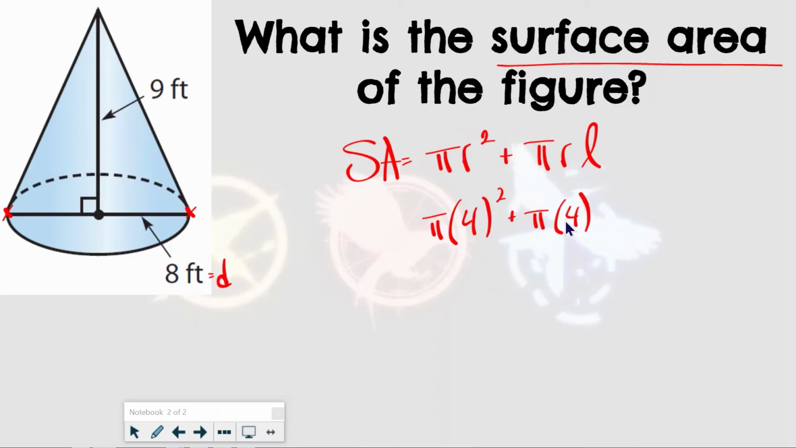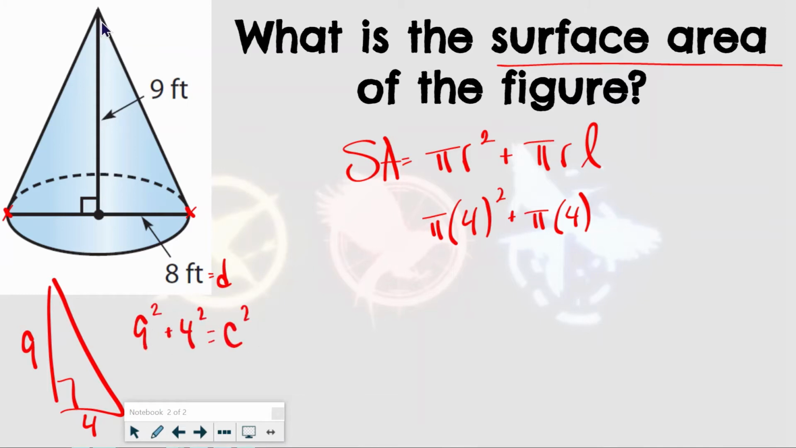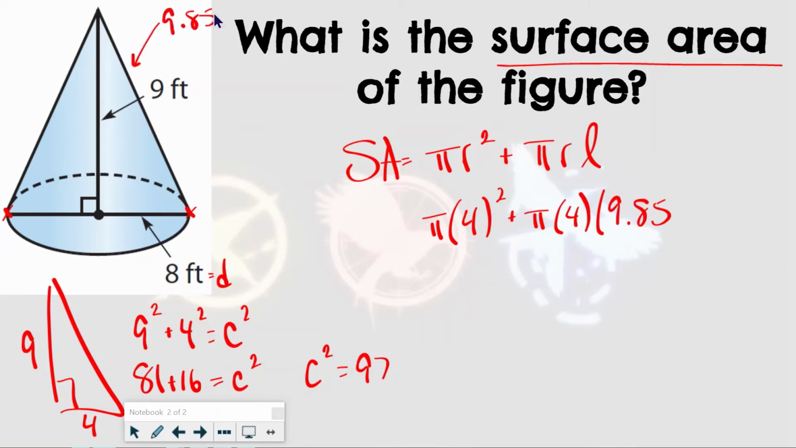And the slant height we actually don't have right now. We don't have that slope side, but we do have a right triangle that can help us find it. This side is going to be 4, that's 9. We're going to use Pythagorean theorem to find that missing side. So we're going to do 9 squared plus 4 squared, and that's going to equal our c squared. The slant height is always going to be the c in that right triangle. So that's 81 plus 16, or 97. So c there is 9.85. I'm going to just round that to 9.85. So that's the slant height of that cone. That's what we're going to use to actually find the surface area there.